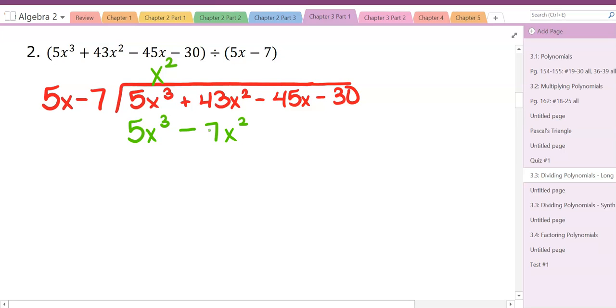So now what we're going to do is subtract. So remember, I said when you subtract, those first two quantities should just always cancel out because they're the same thing. So 5x to the third, 5x to the third, those are gone. We've got 43x squared minus -7x squared. You got double negatives again, so you're going to have to add. So what would be 43 plus 7? 50. So we're going to have 50x squared. And then I'm going to go ahead and bring down that minus 45x.